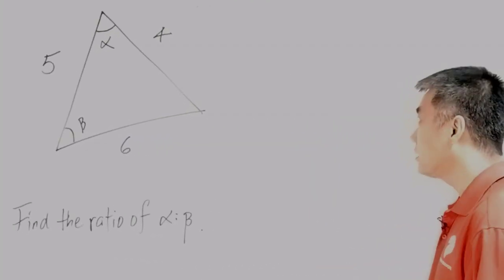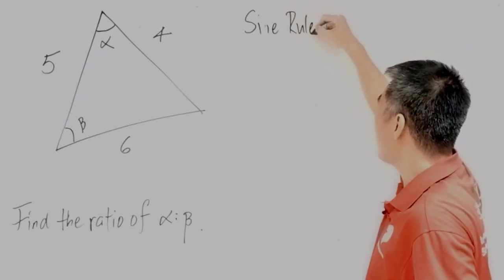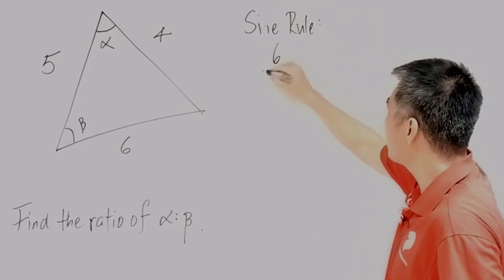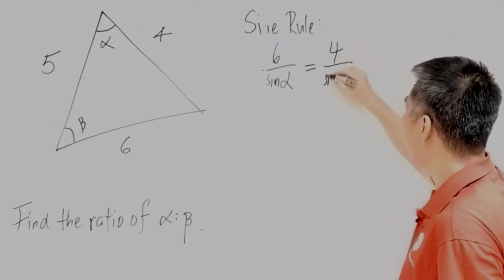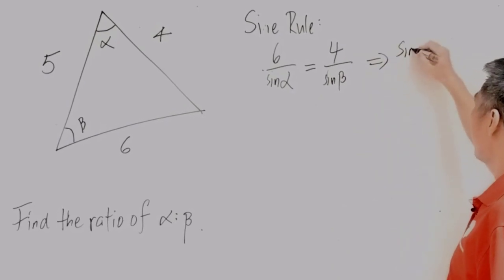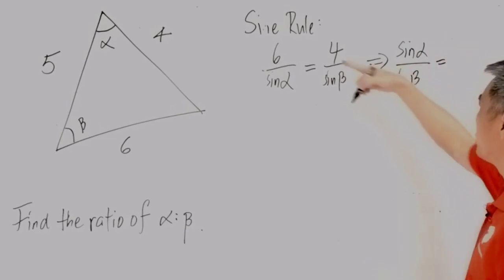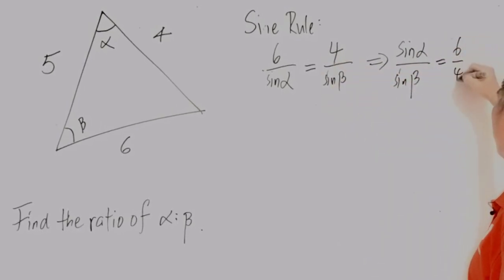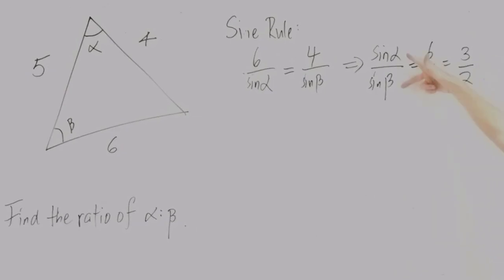It is not difficult from the sine rule that 6 over sine alpha equals 4 over sine beta. And therefore, sine alpha over sine beta equals 6 over 4, that is 3 over 2. So we get that the ratio of sine alpha to sine beta is 3 over 2.